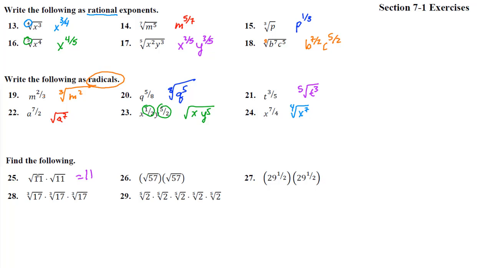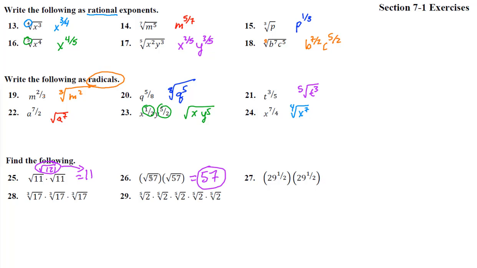And notice what's happening here. We're taking the square root of 11 times the square root of 11. That is the square root of 121, which is perfectly 11. Yeah, square root and timesing by itself, squaring, undo each other. Okay, so the square root of 57 times the square root of 57 is just the actual number 57.